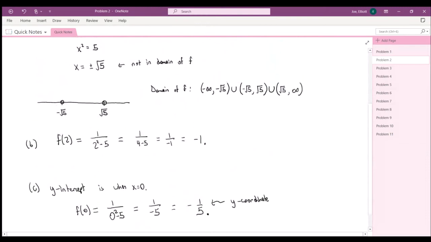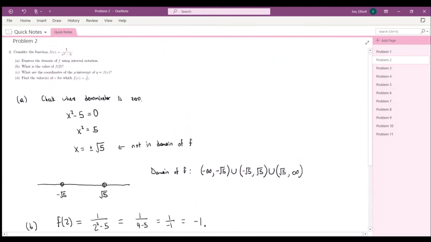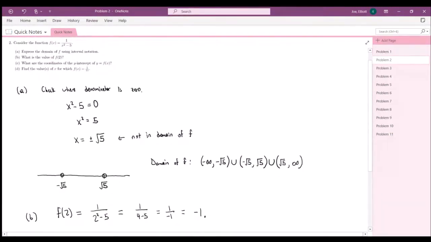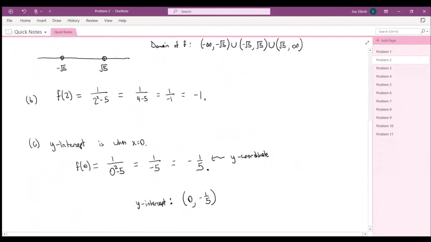All right. Now one more part to the problem, which was find the values of x for which f of x equals 1 over 11.